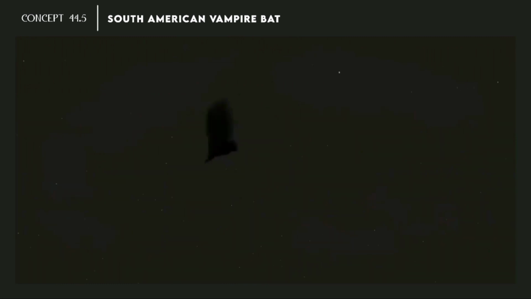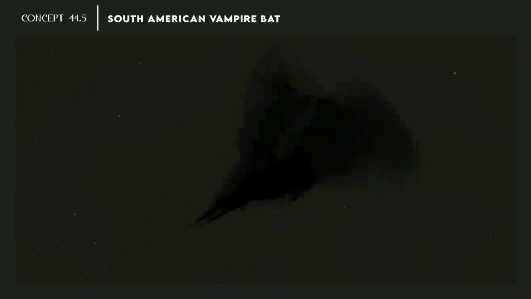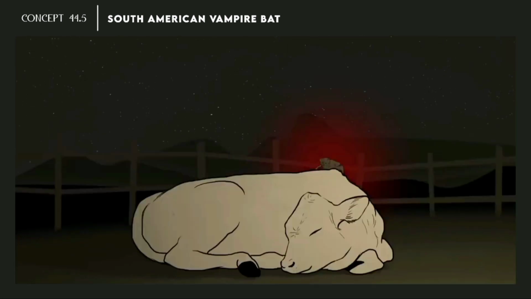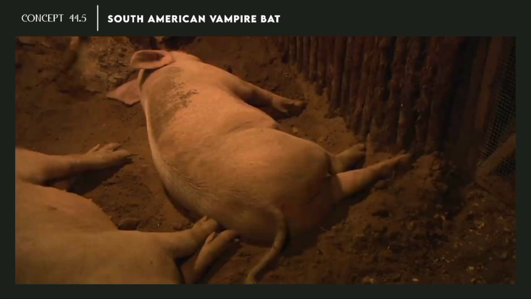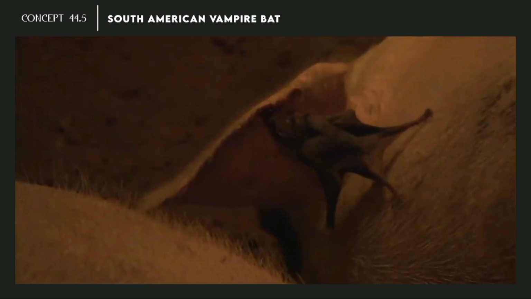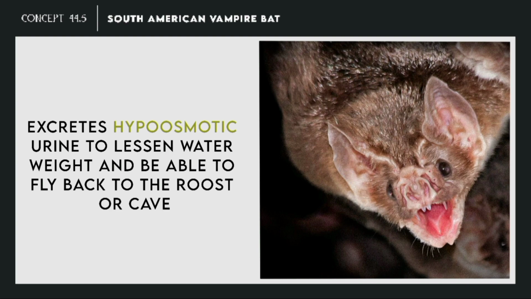Now, similarly, let's go back. The South American vampire bat flies long distances for hours to find prey, and when they do, they drink and consume blood as much as possible, so much that it almost equals the mass of their own body. This results in them not being able to fly, but to solve this problem, the vampire bat excretes dilute urine either while drinking blood or 2 minutes after consumption of blood. The kidney offloads water absorbed from the blood and excretes a large volume of dilute, or hypoosmotic, urine. Having lost enough water weight, they can then fly back to their roosts or cave.